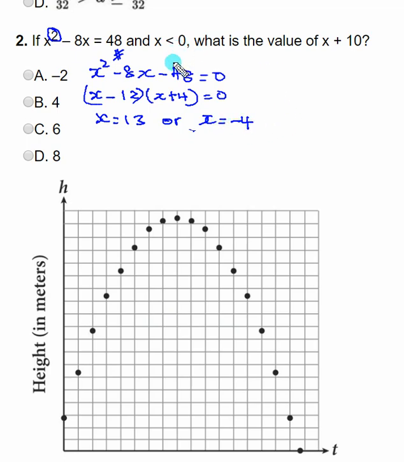Okay, now let's look at the condition set for x. You say that x must be less than 0. If it's less than 0, then the answer must be this. The x value that is required is the negative x value, which is minus 4. But they are not asking for the value of x. They are asking for the value of this mathematical expression. So x plus 10, taking the negative x value based on this condition, which is minus 4 plus 10, gives you 6. So the answer is C.